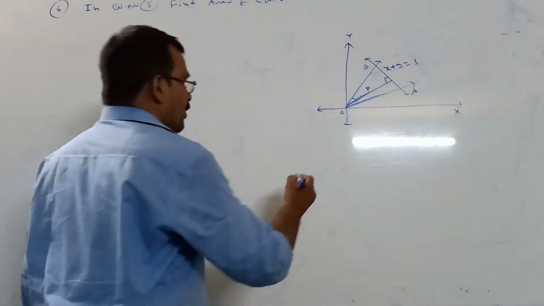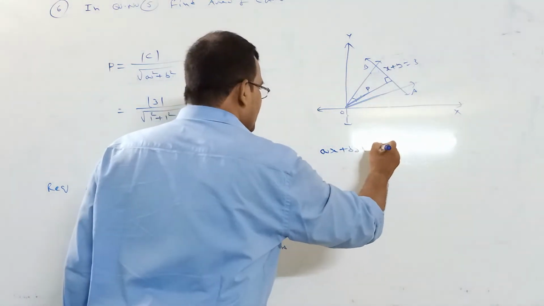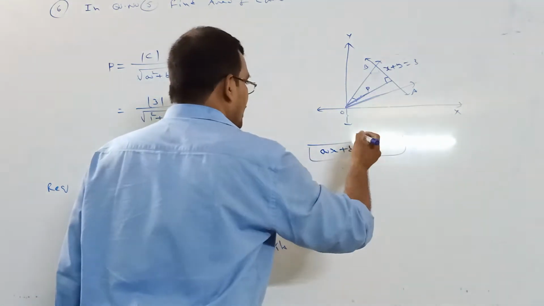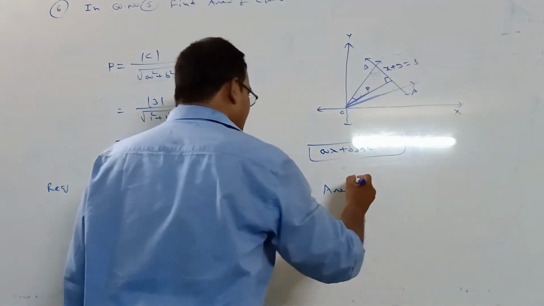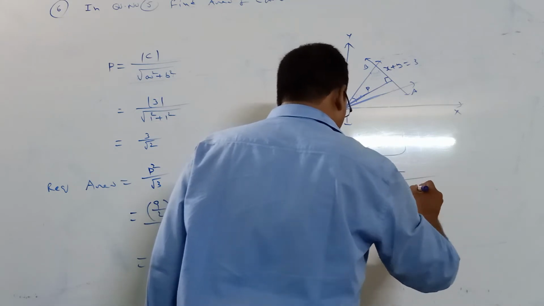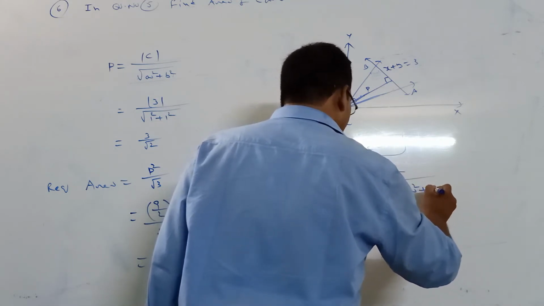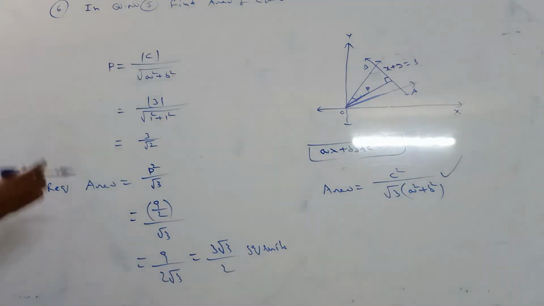In this question, suppose your line is ax plus by plus c equal to 0, then the area of the equilateral triangle equals c square by root 3 into a square plus b square. This is the standard formula. Here c means 9 by root 3 into a square plus b square. Obviously got this.